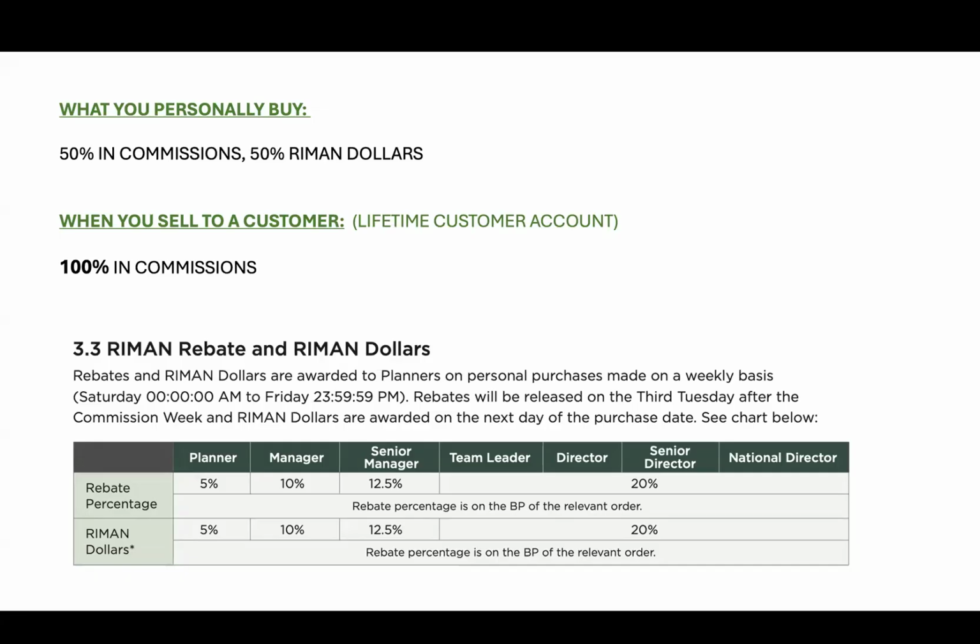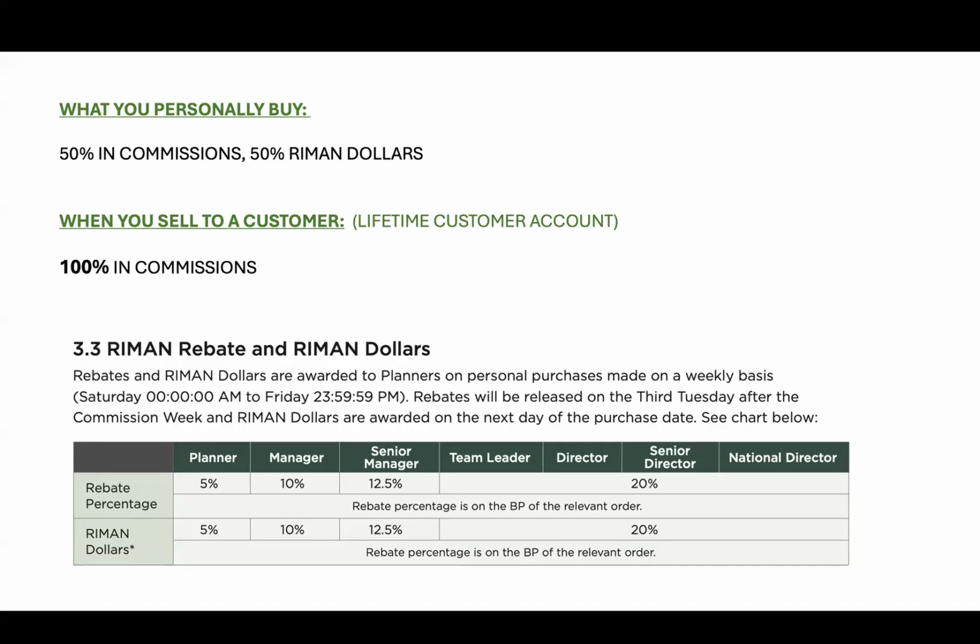However, when you sell to a customer, your wife can be a customer, your mother can be a customer, your offspring can be a customer. As long as you have an email and you open a free lifetime customer account, if the products are ordered through a customer account, you will get 100% in cash commissions. That's the nuance.